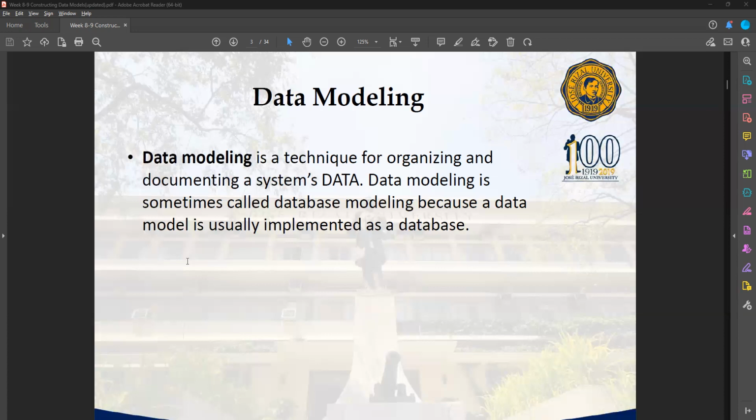So this is being recorded, guys, so later on this could be a reference of yours. The physical model is used to implement the database in a specific DBMS, or database management system. It involves selecting the appropriate data types, defining the tables and columns, and creating any necessary indexes and constraints.